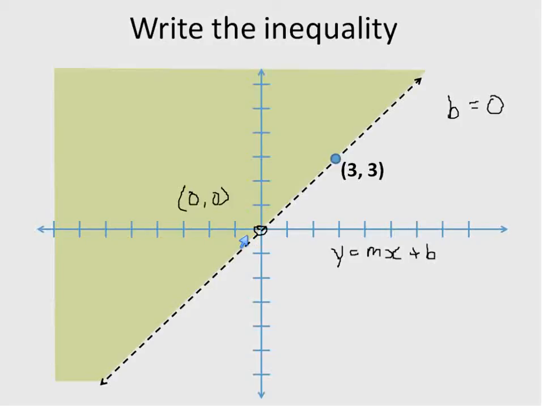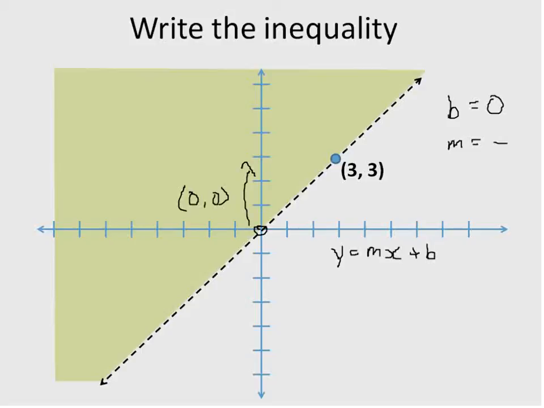My slope, or m, is the rise, how much we move up and down, over the run, how much we move side to side. So I'm going to see how much did I move up and down from this point to this point. I went up 1, 2, 3.